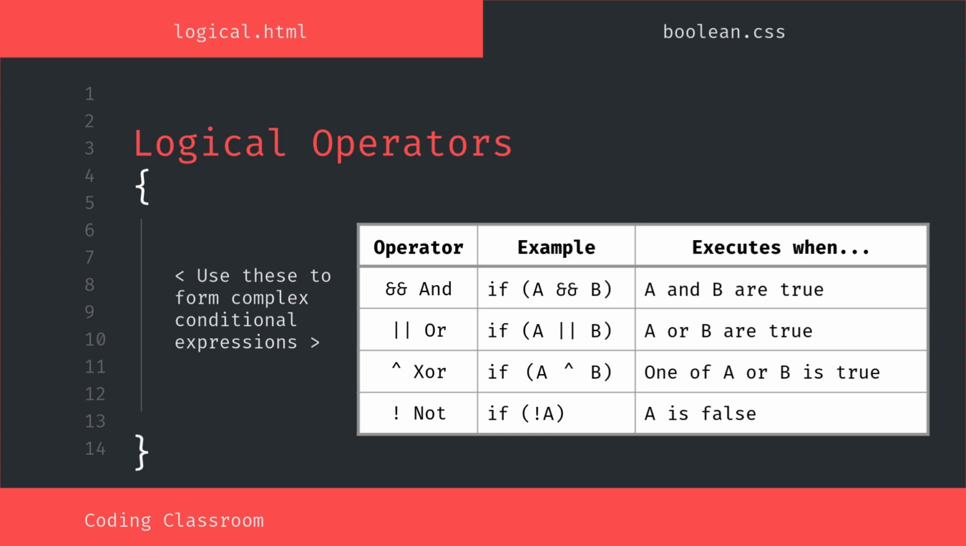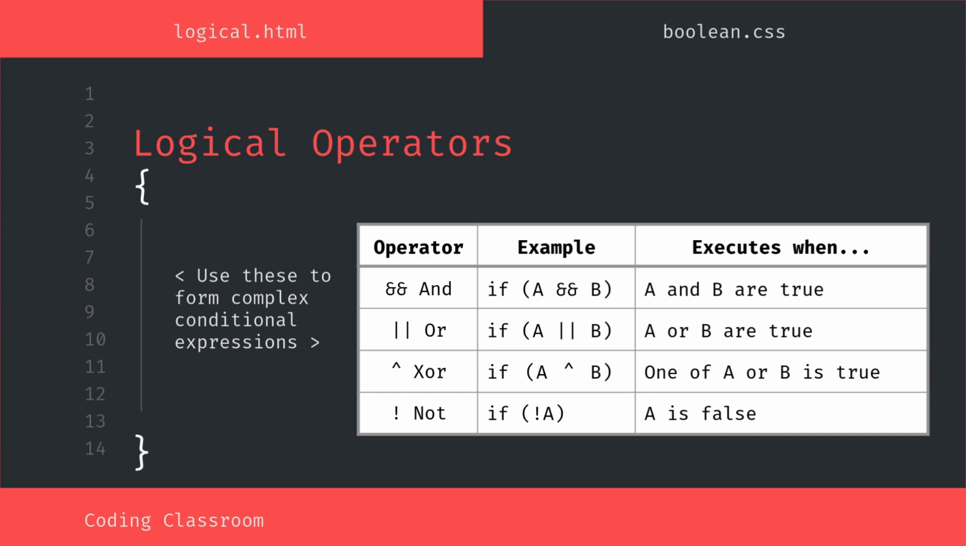Now that we've covered basic if statements, let's look at how we can make our conditions more complex using logical operators. Logical operators allow us to combine multiple conditions in one if statement, which gives us more control over how our code behaves. Here are the most common logical operators. And: this operator checks if both conditions are true. The code will only execute if both parts of the condition are true. Or: this checks if at least one of the conditions is true. The code will execute if either part of the condition is true.